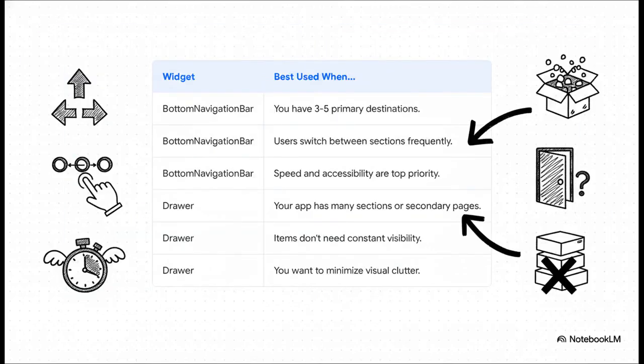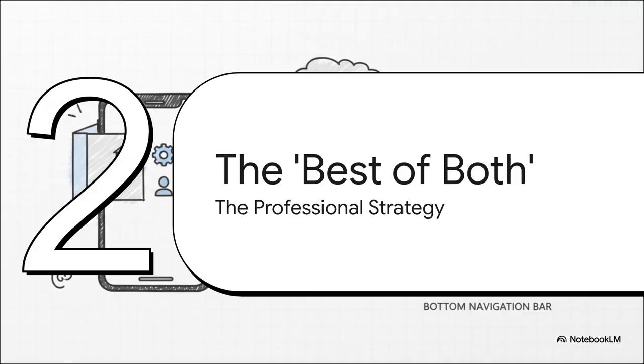So how in the world do you choose? Well, this table makes it pretty straightforward. Look, if your app has, say, 3 to 5 main sections, and you expect people to be hopping between them all the time, then the bottom navigation bar is your clear winner. Speed and accessibility are its whole game. But if your app has a ton of sections, or lots of secondary pages that don't need to be front and center, and your main goal is a super clean, minimalist look, well, then the drawer is absolutely the way to go.